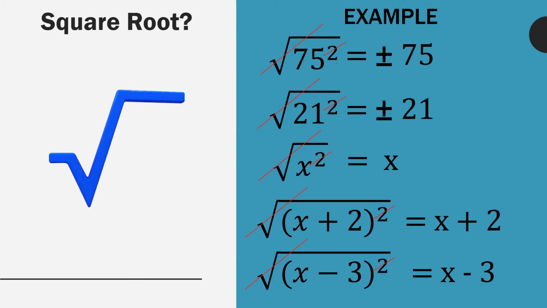So sir, what if what is inside our radical sign or square root is not a perfect square? What will we do? Okay? So that's another issue, another case already. So let's try.